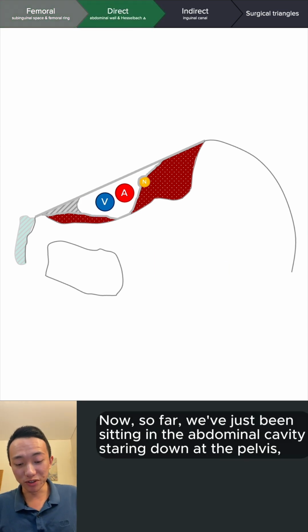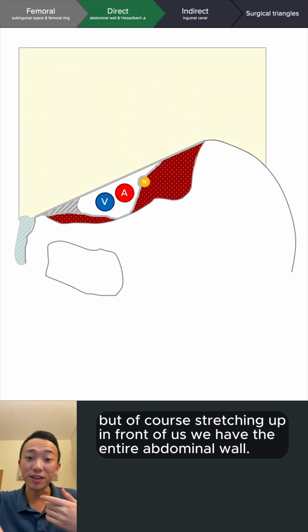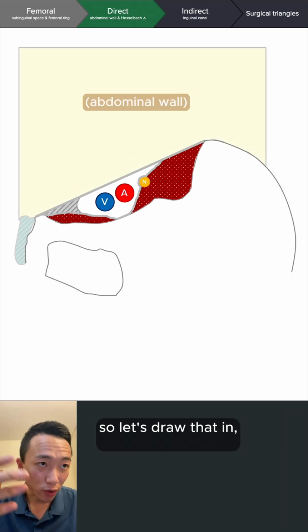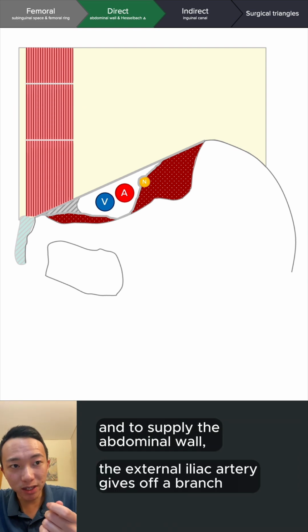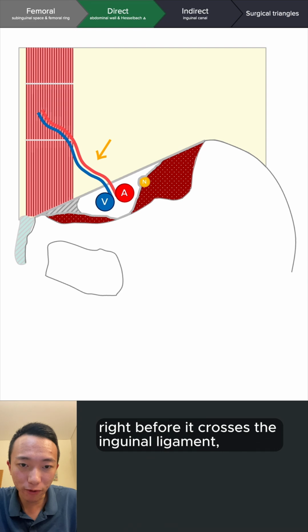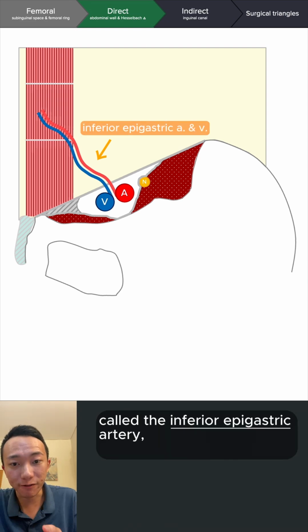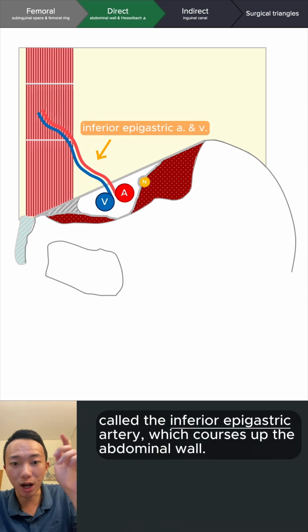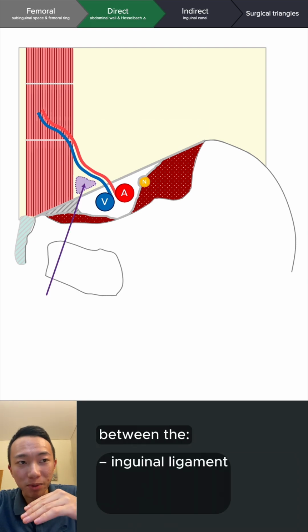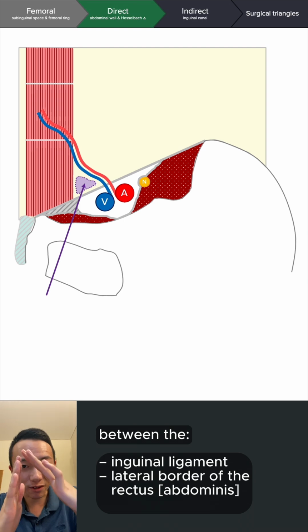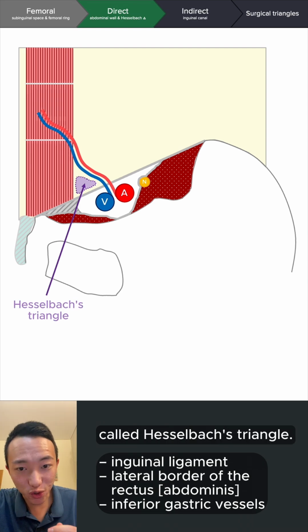Now, so far, we've just been sitting in the abdominal cavity staring down at the pelvis, but of course, stretching up in front of us, we have the entire abdominal wall. So let's draw that in, and there's the rectus abdominis. And to supply the abdominal wall, the external iliac artery gives off a branch right before it crosses the inguinal ligament called the inferior epigastric artery, which courses up the abdominal wall. And this creates a little triangle, as you can see, between the inguinal ligament, the lateral border of the rectus, and those inferior epigastric vessels, called Hesselbach's triangle.